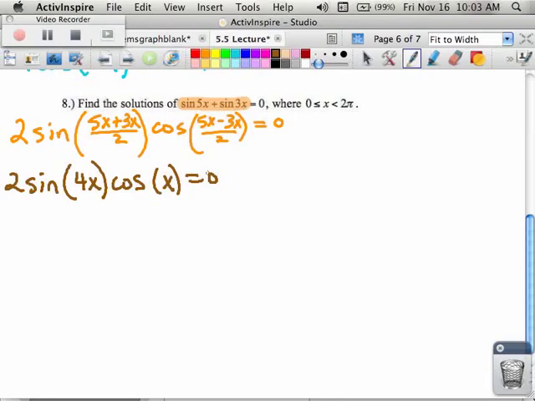I personally would prefer to work with the right-hand one first. So let's say I'm looking at the cosine of x being 0. Where does that occur? Pi over 2. Excellent. Pi over 2 and 3 pi over 2. Those are the solutions for the right-hand part of this equation.